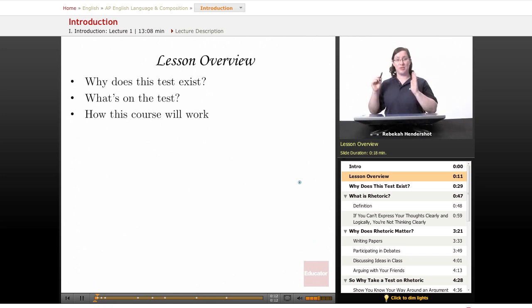Okay, we begin as we do in all of these lessons with an overview. We're going to ask about why this test exists. What are they actually testing? Why do they think it's important? Then we're going to look at what's on the test. What kind of questions are you going to be facing? And what stuff will you have to do? And finally, we'll look at how this course will work and help you to get a better score.